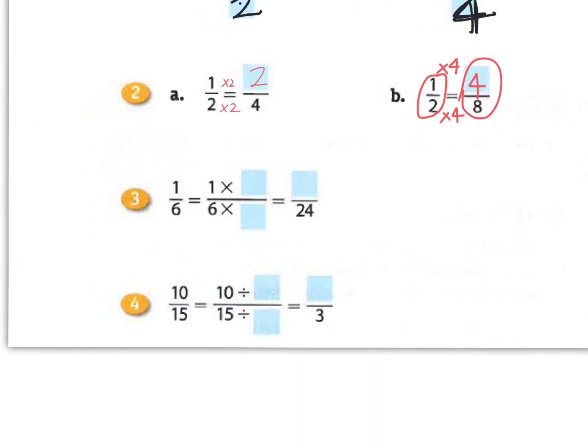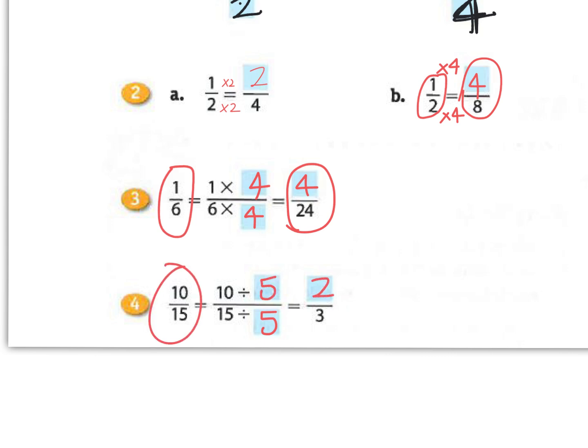Let's look at number 3 and 4. Same thing. We're going to say 6 times what equals 24? Well, 6 times 4 equals 24. So if I do 1 times 4, that is 4, so that means that 1/6 is the same as 4/24. In this one, they simplified to find an equivalent fraction by dividing. So now I have to think, okay, 10/15, if I divide 15 by 5, then I will get 3. So if I divide by 5 on the bottom, I have to divide by 5 on the top. 10 divided by 5 is 2, so 10/15 is equivalent to 2/3.